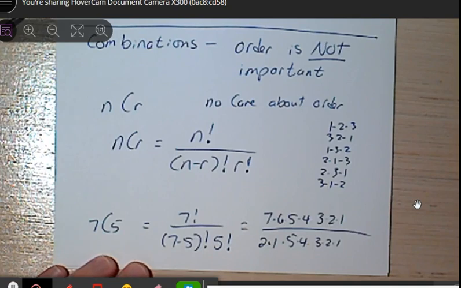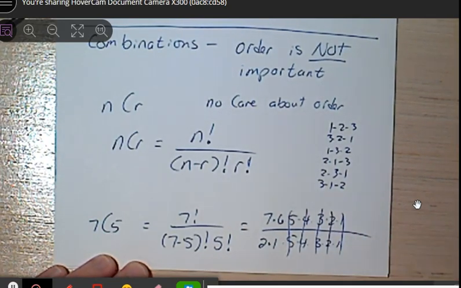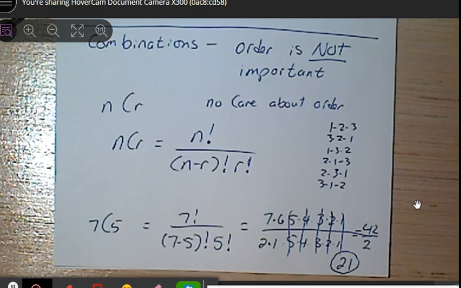And in most of the problems when you do these, you're going to have a lot of numbers that will cancel. So this winds up being 42 over 2, which winds up being 21. So again, if you don't care about the order, whether you're the first person picked or the 5th person picked, if you had 7 people and you were picking 5, there's 21 different unique combinations where the order doesn't matter.